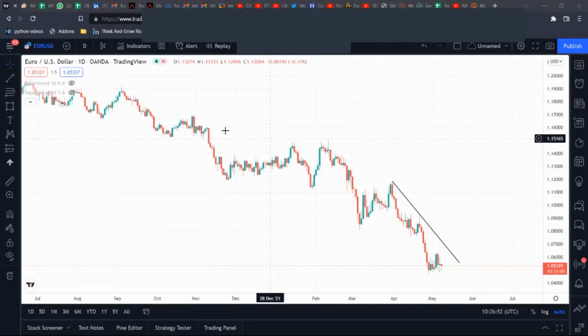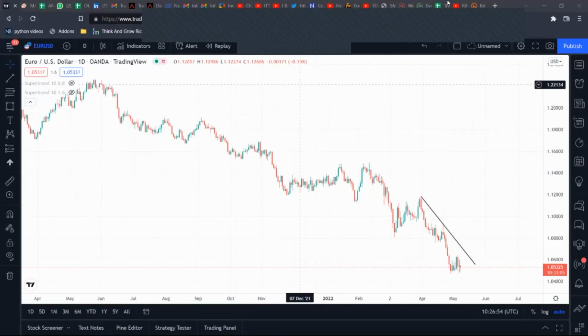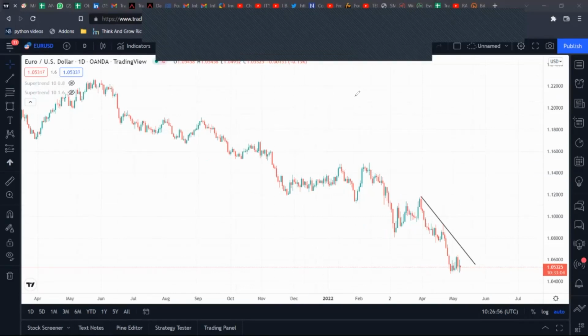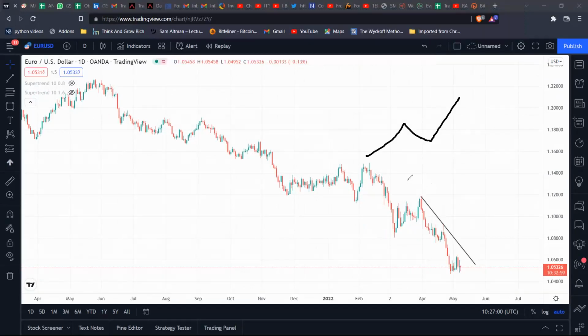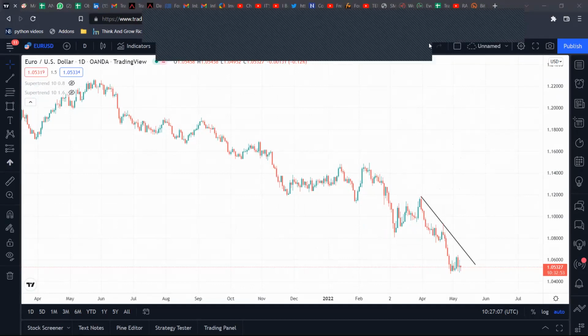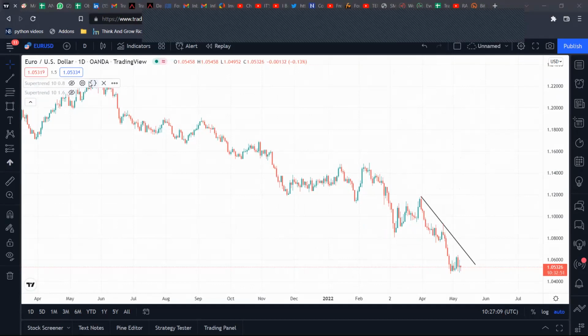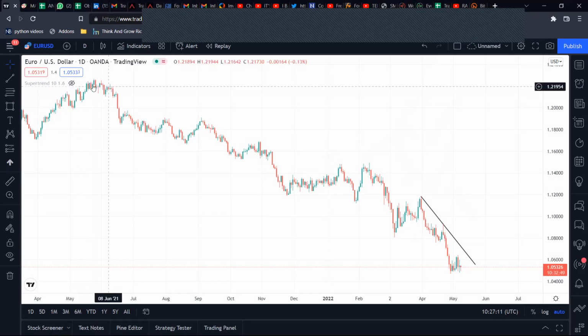Now, divergence describes a discrepancy between price and momentum. So when price is doing something and momentum is doing the opposite, you can see there is a discrepancy between both. That's what divergence basically is. Now, we're able to spot a market divergence in this pair.